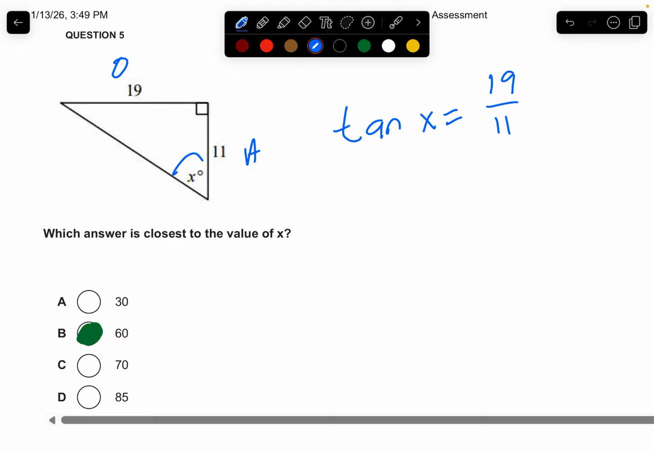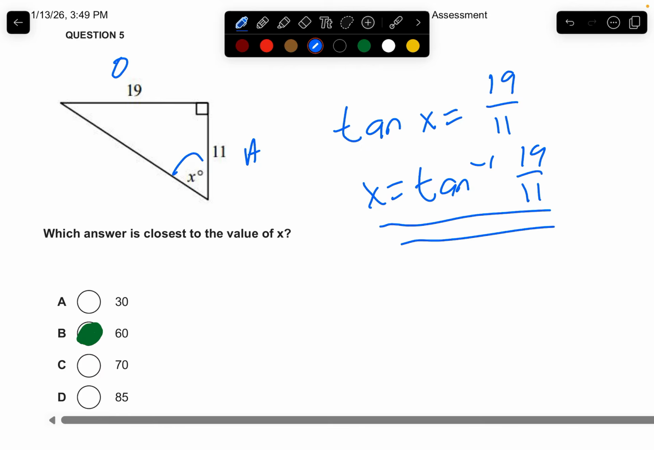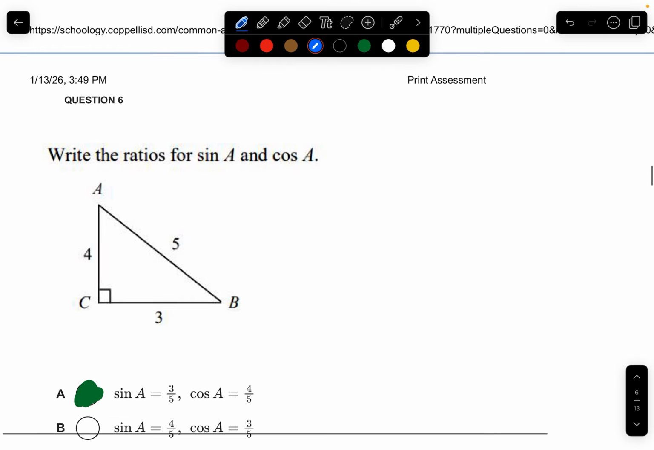How do we undo tangent? We apply an inverse tangent. So the tangent cancels out over here, but we have to hit the other side with an inverse tangent to do that. So this is the answer, but if we're going to round it, we do the inverse tangent of 19 over 11, and I get 59.93. This is the closest answer to 59.93. Loving it, killing it, moving along.